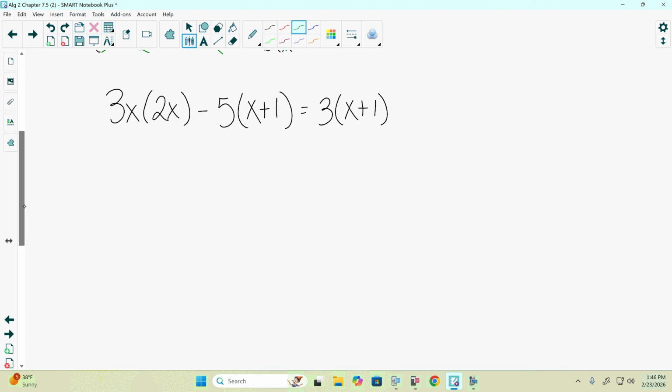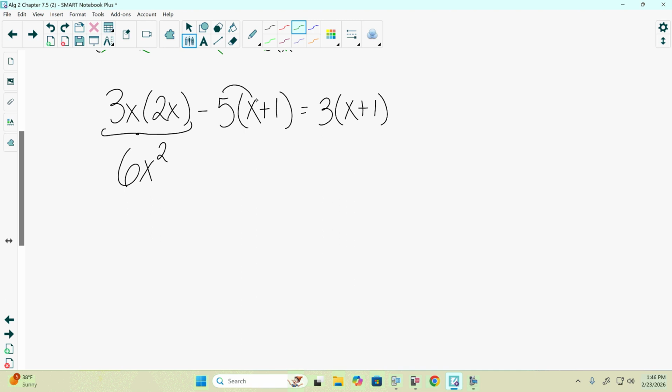Now we need to solve for x. So the first thing we can do for solving for x is start distributing and multiplying these out. So the first one we can do here is 3x times 2x. Now our 3 times 2 is going to be 6, and our x times x is going to be x squared.